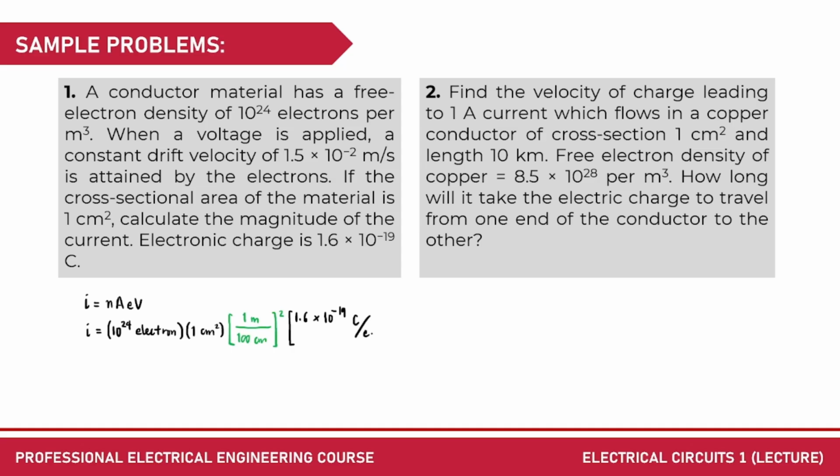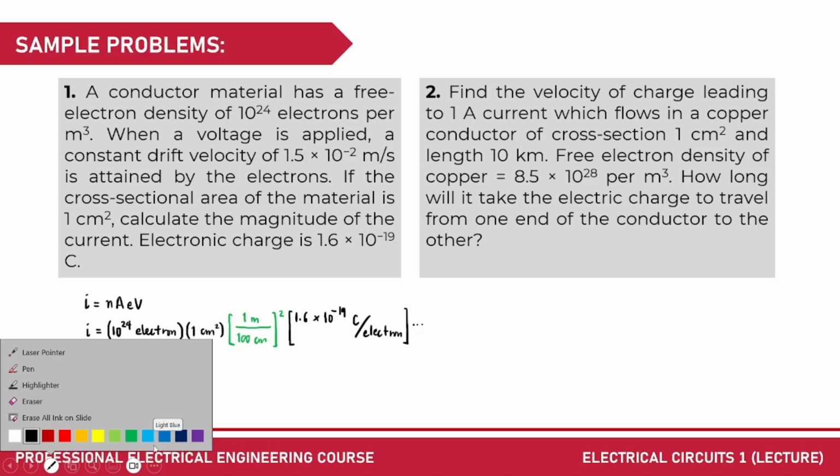This is coulomb per electron. Okay? And then multiplied by the velocity of 1.5 times 10 raised to negative 2 meter per second. This is 1.5 times 10 raised to negative 2 meter per second. Okay? So that's it.